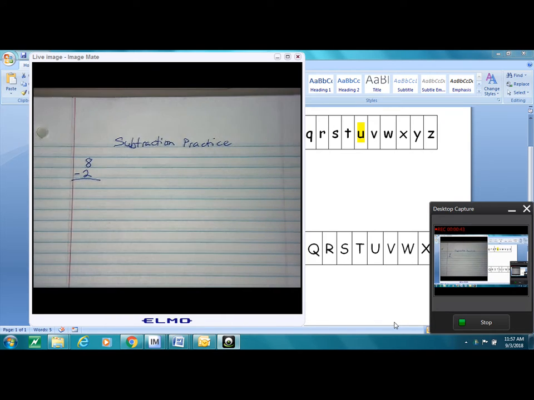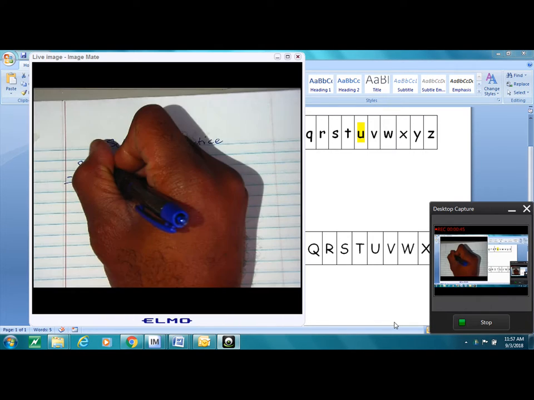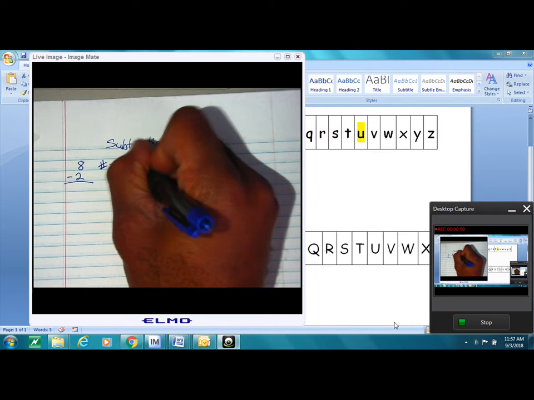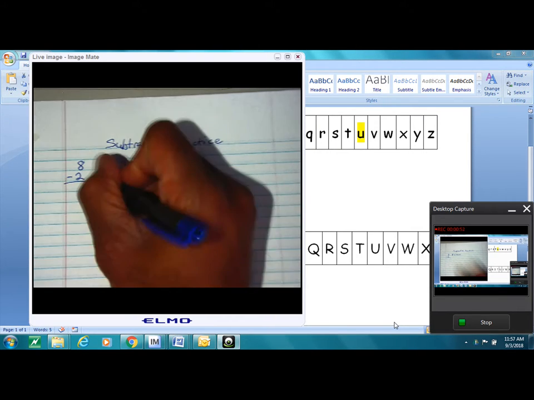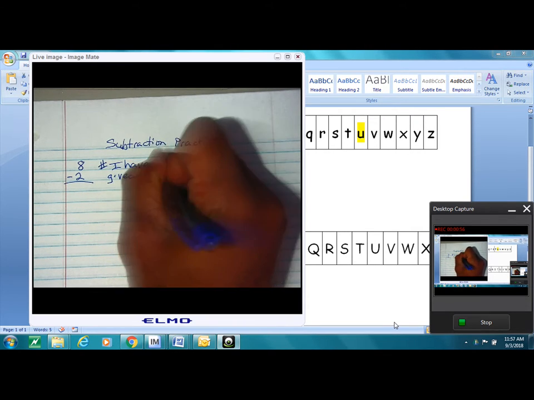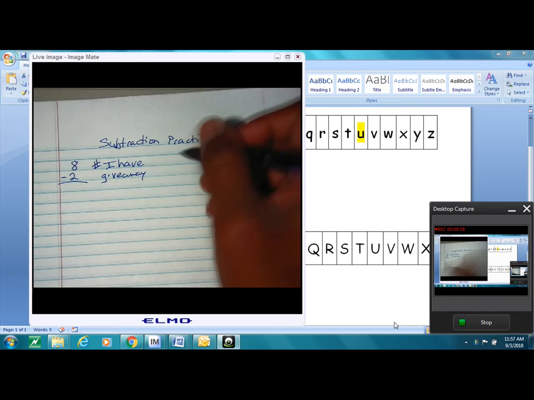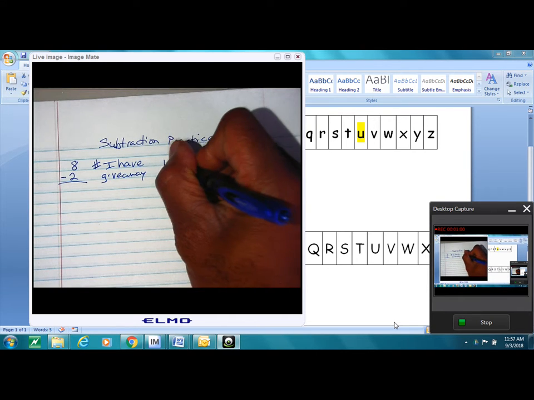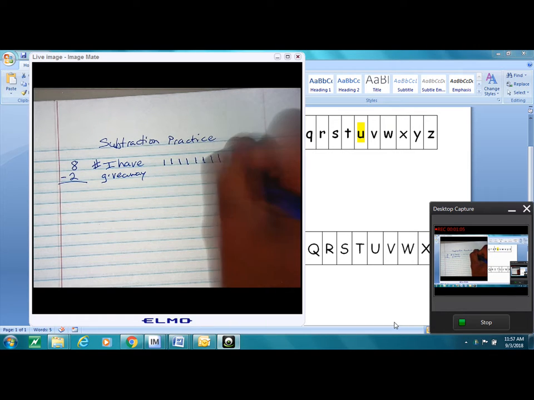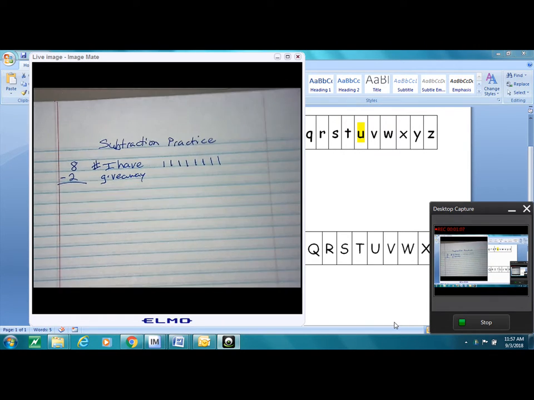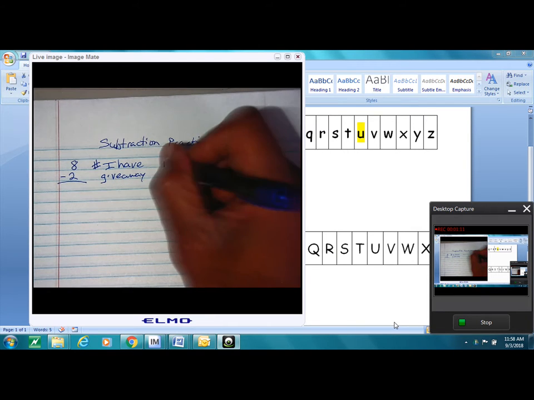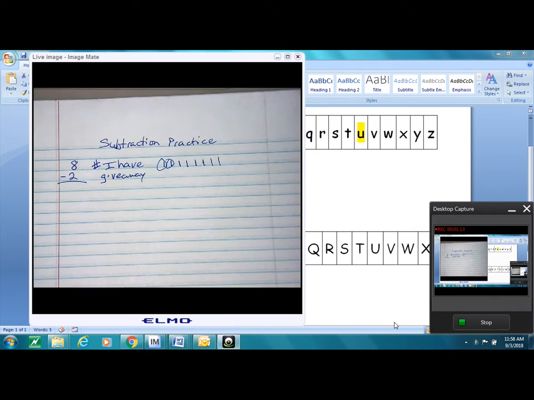Watch how it happens. This top number is how many I have. The bottom number is how much I want to give away. So I have 8, so let's draw what I have. 1, 2, 3, 4, 5, 6, 7, 8. That's 8. How many do I want to give away? I want to give away 1, 2.